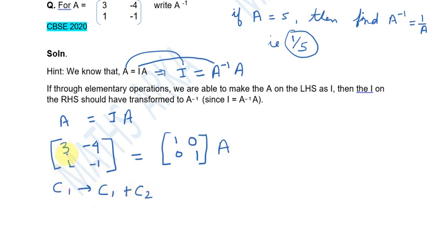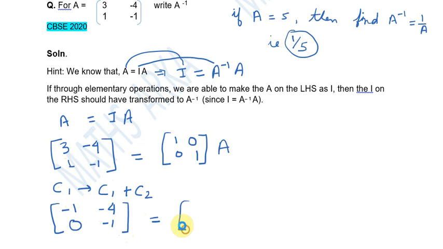Now let's see, C1 plus C2, what do we get? In C1 plus C2, 3 minus 4 gives you -1, 1 minus 1 would give you 0, and these remain as they are, -4 and -1.